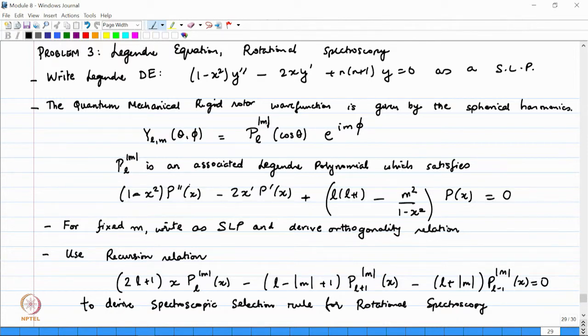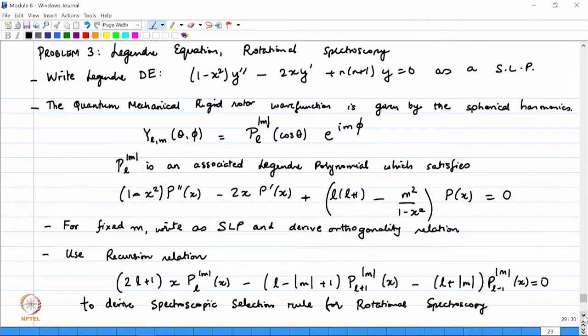So it looks like a Legendre differential equation, 1 minus x square p double prime of x minus 2 x p prime of x, which is exactly the same as these two terms, and then plus L into L plus 1, which is again very similar to the Legendre equation, but you have an additional term m square over 1 minus x square p of x. So it only slightly differs from the Legendre differential equation, and therefore this solution is called the associated Legendre polynomial. Now what I am asking you to do is, for fixed m, write it as a Sturm Liouville problem and derive the orthogonality relation, which is fairly straightforward.